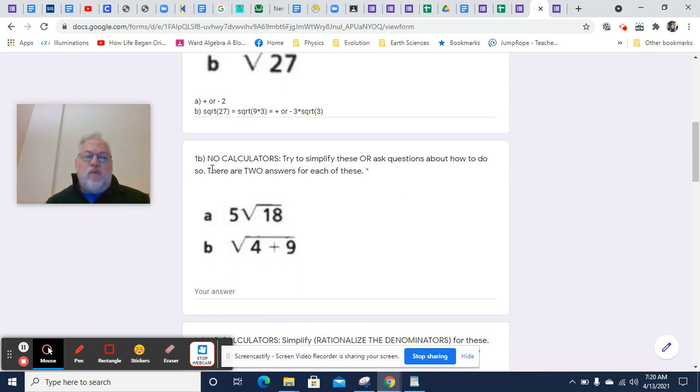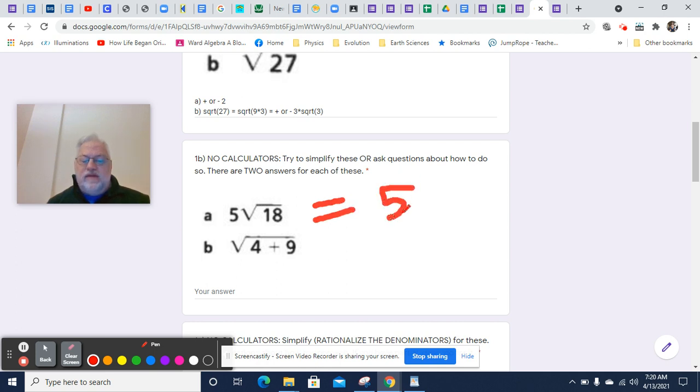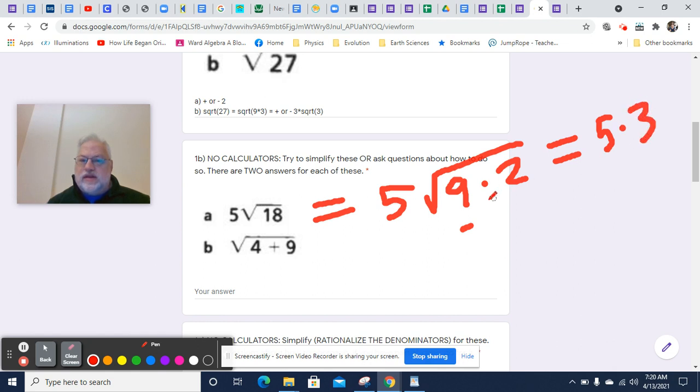Now let's deal with 1B. No calculators again. Once again, I do not want any answers that are decimals. So what I'm going to do is go over here. I can say 5 square root of 18. That's going to be the square root of 9 times 2. This I can pull out of the square root and make it 5 times 3 once I get the square root of 9, and I'm left with a square root of 2 inside. And of course, it's plus or minus.